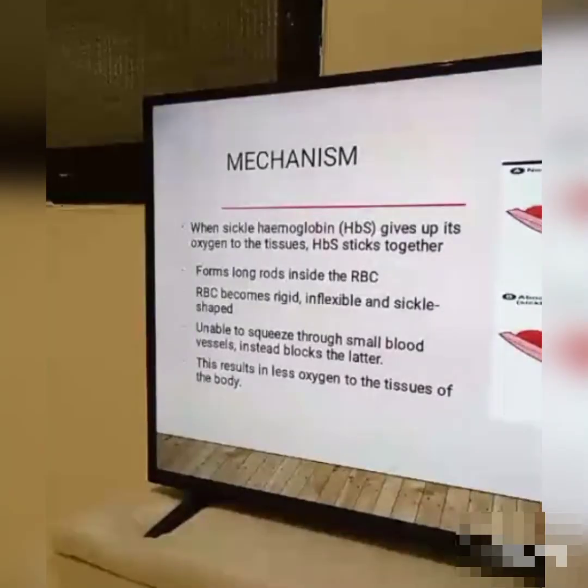When sickle hemoglobin gives up its oxygen to the tissues, the HbS stick together. It forms long rods inside the red blood cell, and the red blood cell becomes rigid, inflexible, and sickle shaped. And as we have seen, it's unable to squeeze through the small blood vessels and blocks them. Less oxygen, less nutrition. That's what happens.